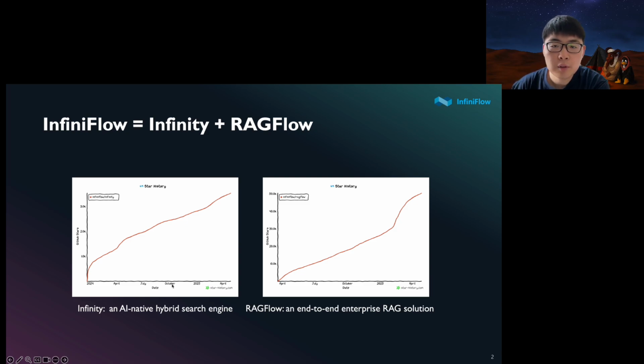We have two main products. One of them is Infinity, a high-performance AI native vector database, and the other is RAGFlow, an open-source end-to-end RAG solution for enterprises. Interestingly, RAGFlow was open sourced on April Fool's Day of 2024.